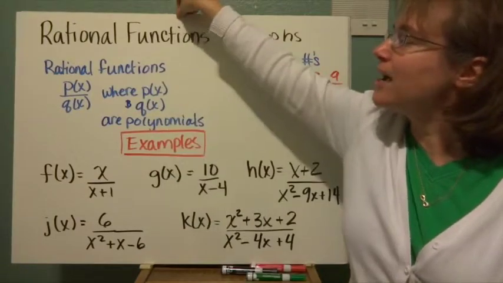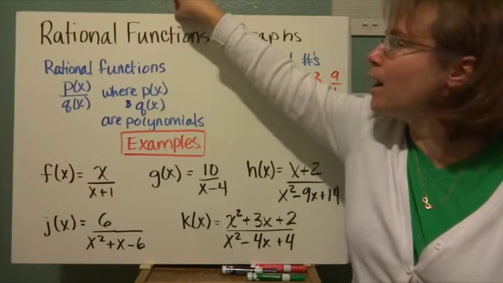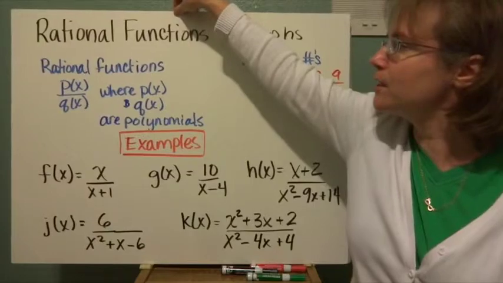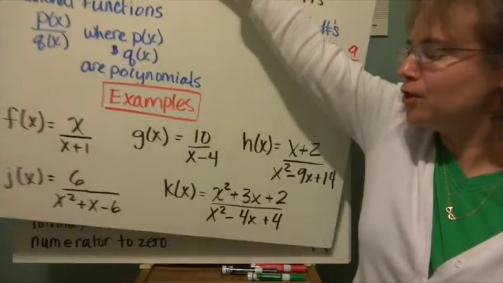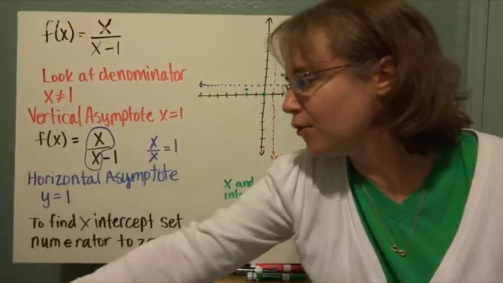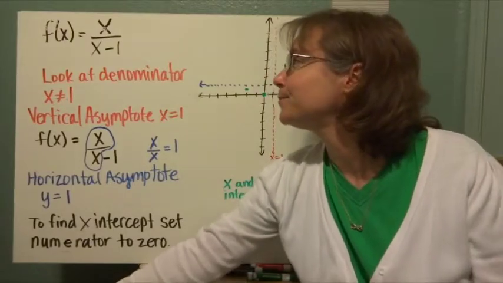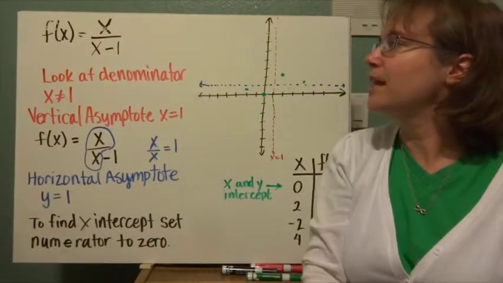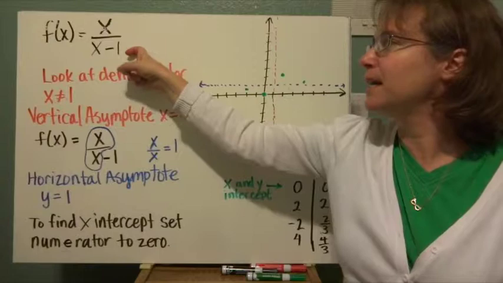Now when we're looking at rational functions, we're going to look at what their graphs look like. We're going to explore that. We know how to graph polynomials. Let's look at how we can graph rational functions. So let's start with f of x is equal to x over x minus 1.